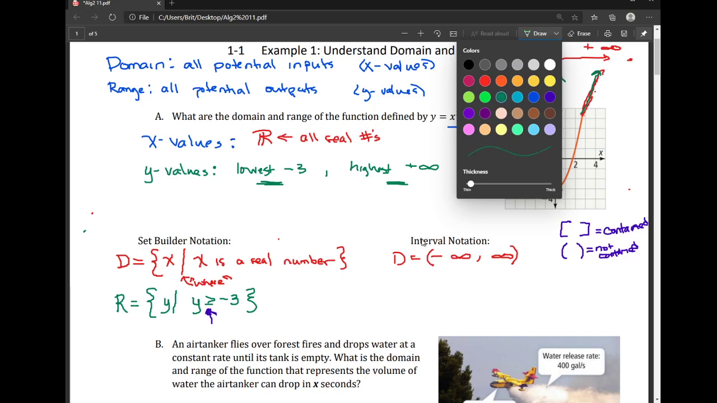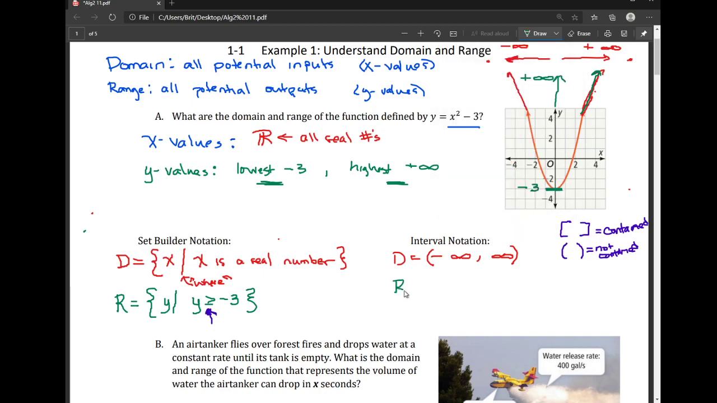So now when I go to talk about the range, my smallest value is at -3, and that y value can equal -3, so I'm going to use a square bracket next to the -3, because I know that this parabola is going to touch down right there. And then this goes up and up and up forever, so it goes towards positive infinity. And again, because you can't reach infinity, they're going to use a curved bracket there. So this one ends up looking kind of like a bullet.